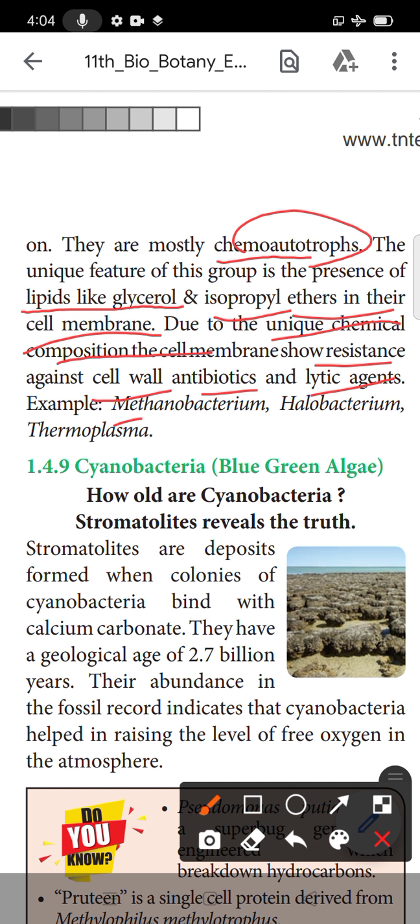Cyanobacteria, here is one question. How old are cyanobacteria? The stromatolites reveal the truth. The stromatolites are deposits formed when colonies of cyanobacteria bind with calcium carbonate. That is because they are made of calcium carbonate.